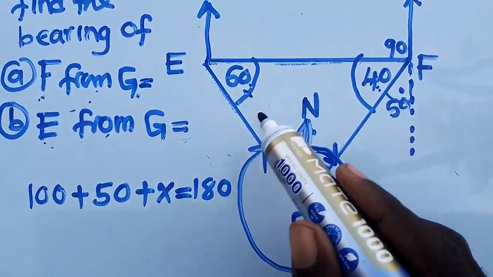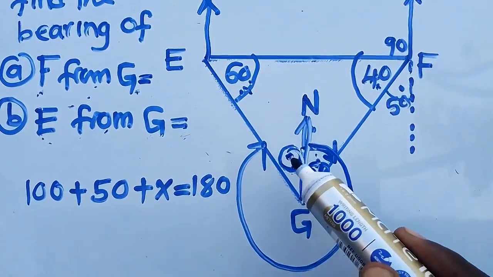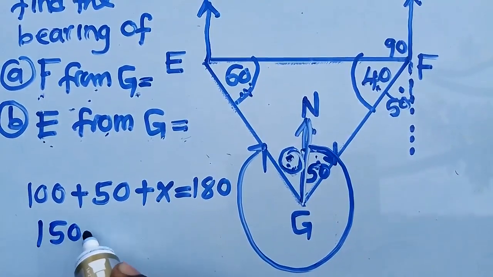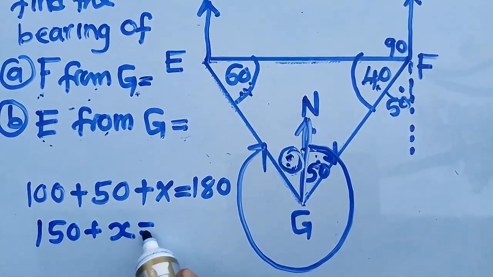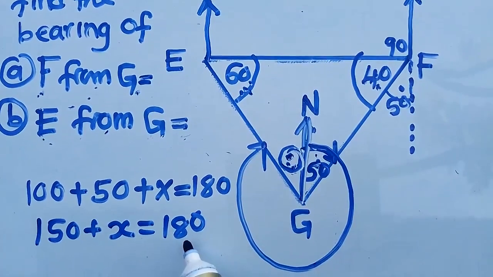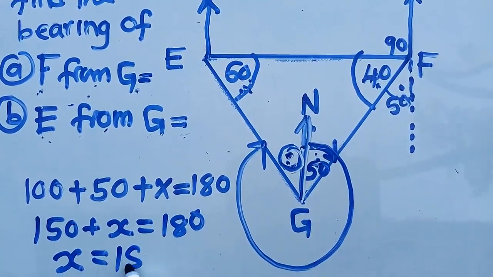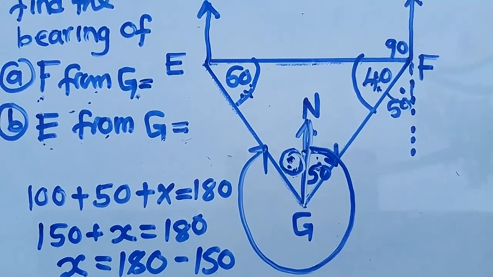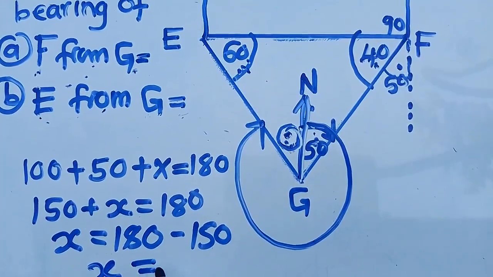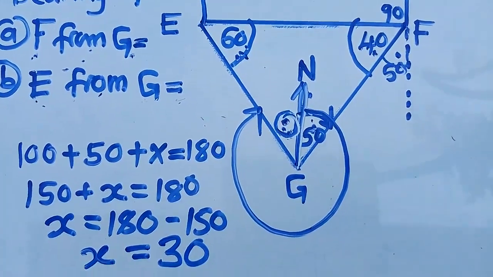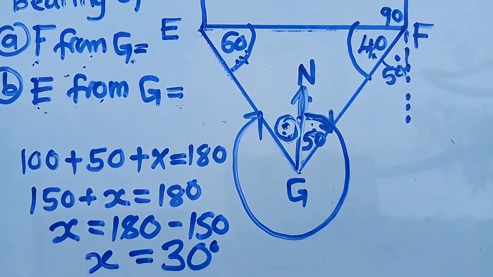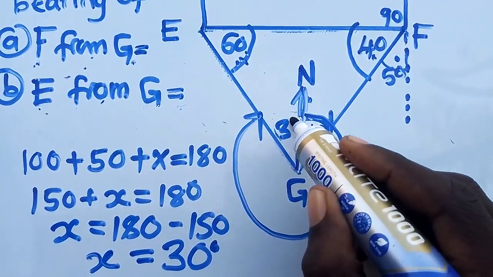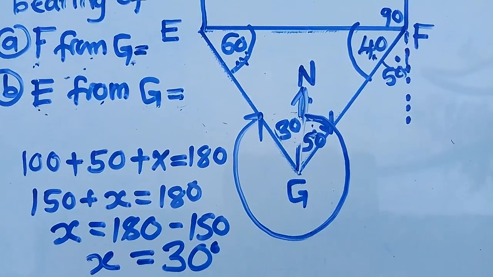You add this one plus that one plus that one plus that one, and equate to 180. This plus this, you get 150. 150 plus x is equal to 180. Then you solve this equation: x is equal to 180 minus 150. Your answer is 30 degrees. So this angle here is 30. That is the angle.